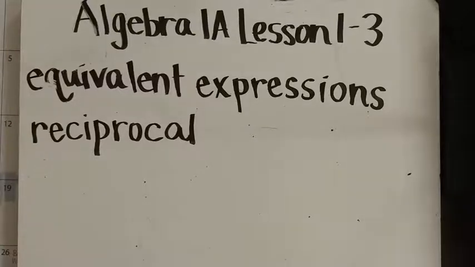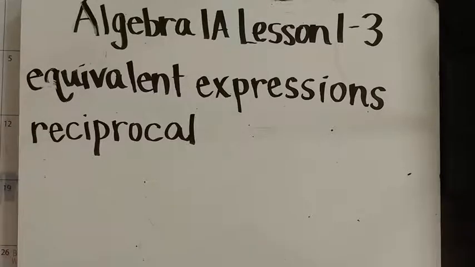These are the notes for Algebra 1A, Lesson 1-3, Order of Operations, Property of Numbers. The objectives say, recognize the properties of equality and identity, recognize the commutative and associative properties.